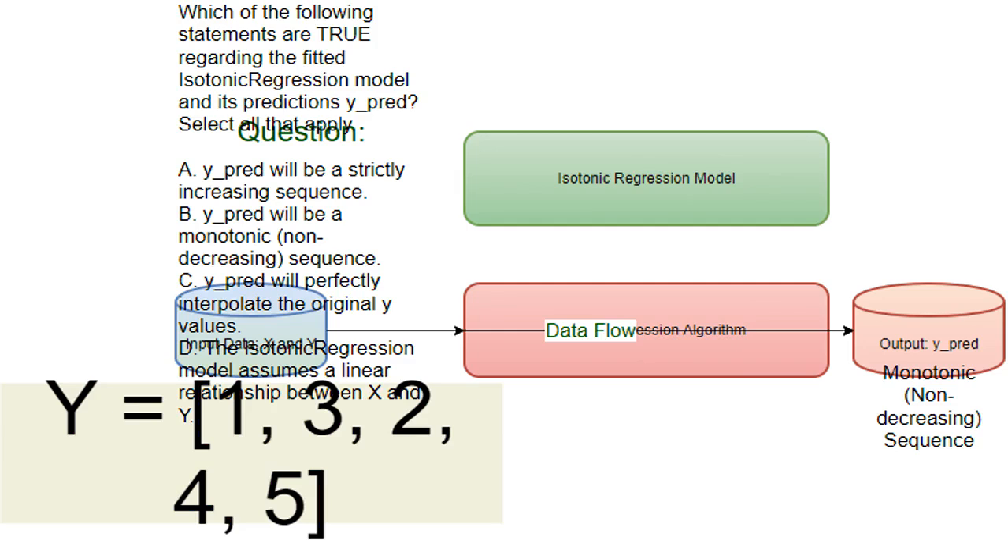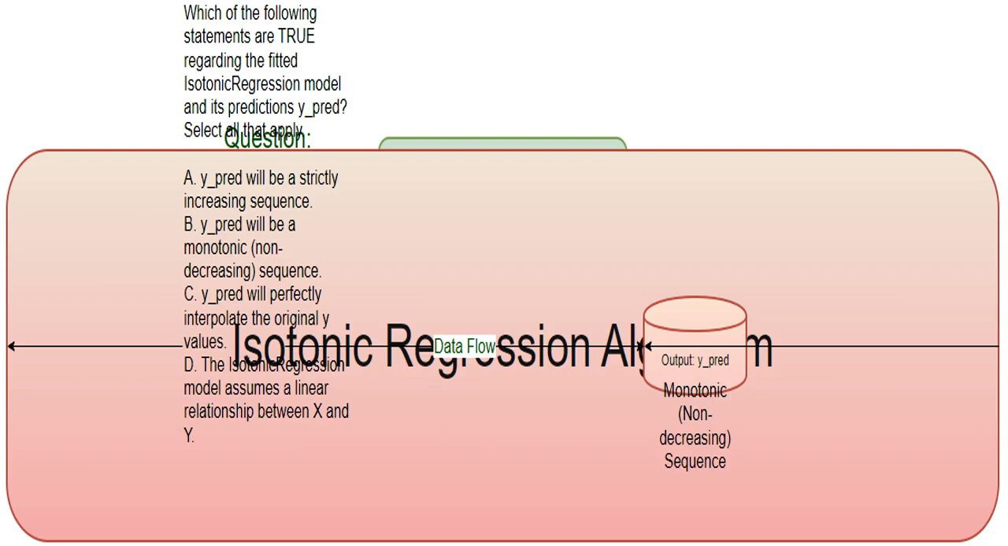It is crucial to note that Y isn't strictly increasing. It decreases at X equals 3, indicating a nonlinear relationship between X and Y. This is a machine learning algorithm designed to fit a non-decreasing, monotonic curve to the input data. It doesn't assume a linear relationship. Instead, it finds the best fit that maintains the order of the data.